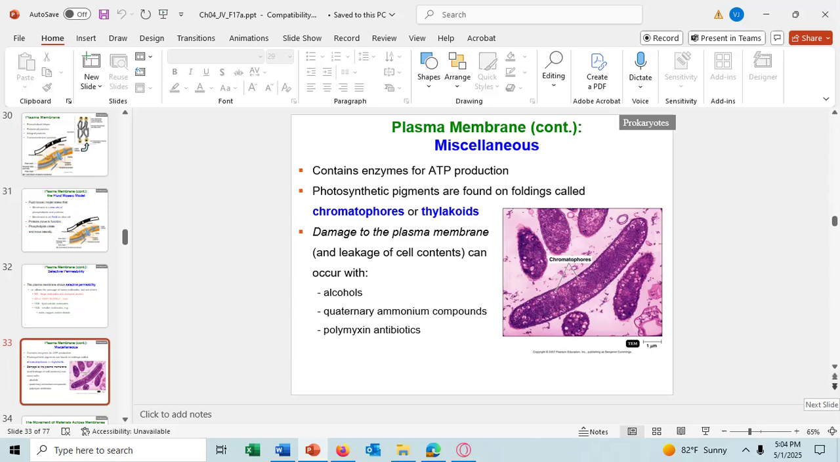And the plasma membrane does have enzymes for ATP production, at least in prokaryote cells. In fact, in prokaryotes, it's on the cell membrane that the major ATP production is made in cells. We also find the photosynthetic pigments in the photosynthetic bacteria and archaea are in the cell membrane. What happens is there are foldings.